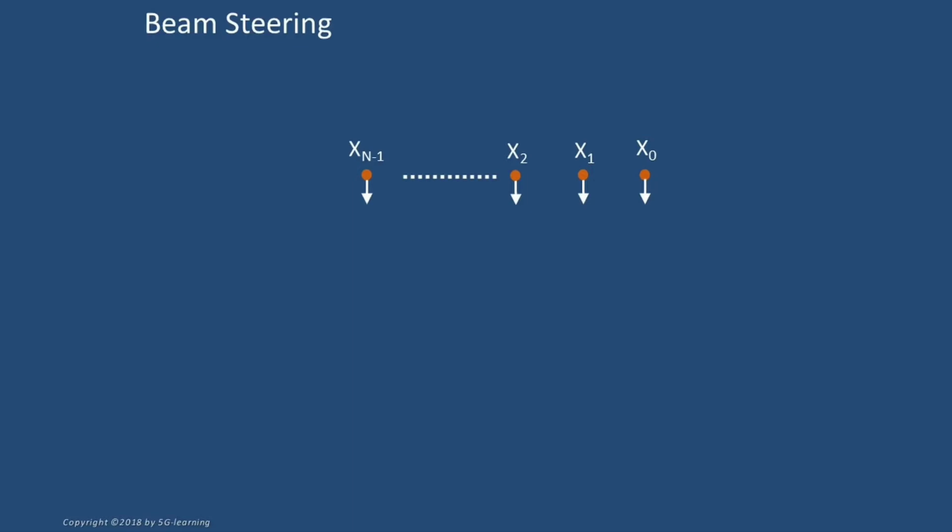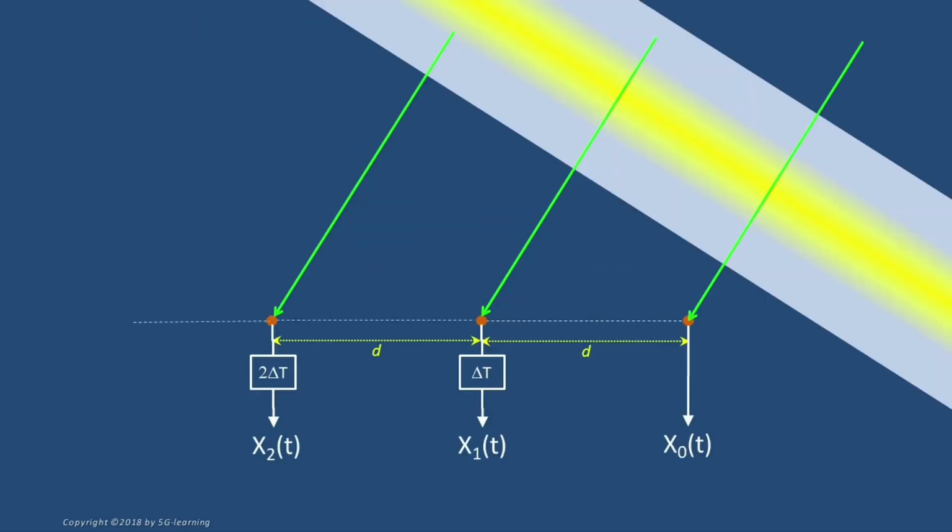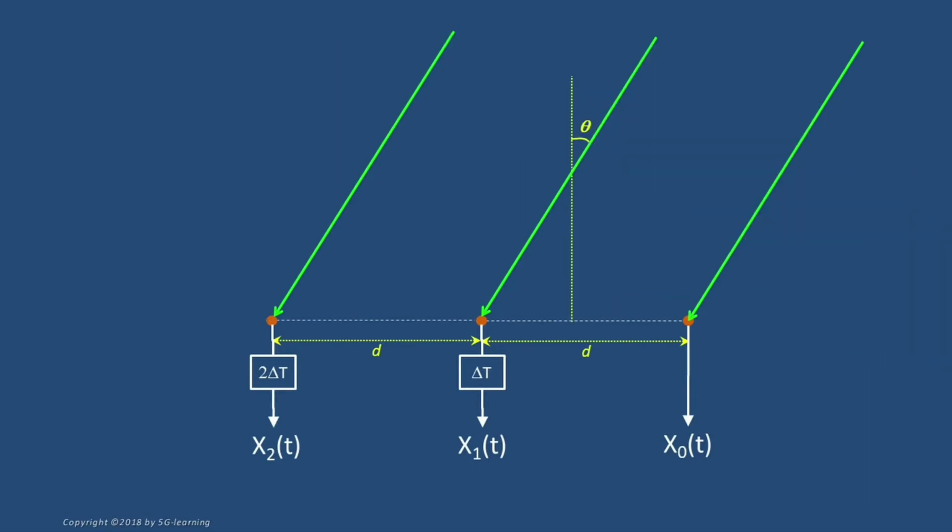Consider a uniform linear array and suppose, for example, that it is used for reception. Let's apply a specific delay to the signal received by each element. We suppose that this delay is a multiple of a certain value that we call delta t. Let's add the delayed elements' outputs, producing a combined signal that we call y. Consider the case where a plane wave arrives at the array. The wave direction forms an angle theta with the array normal.